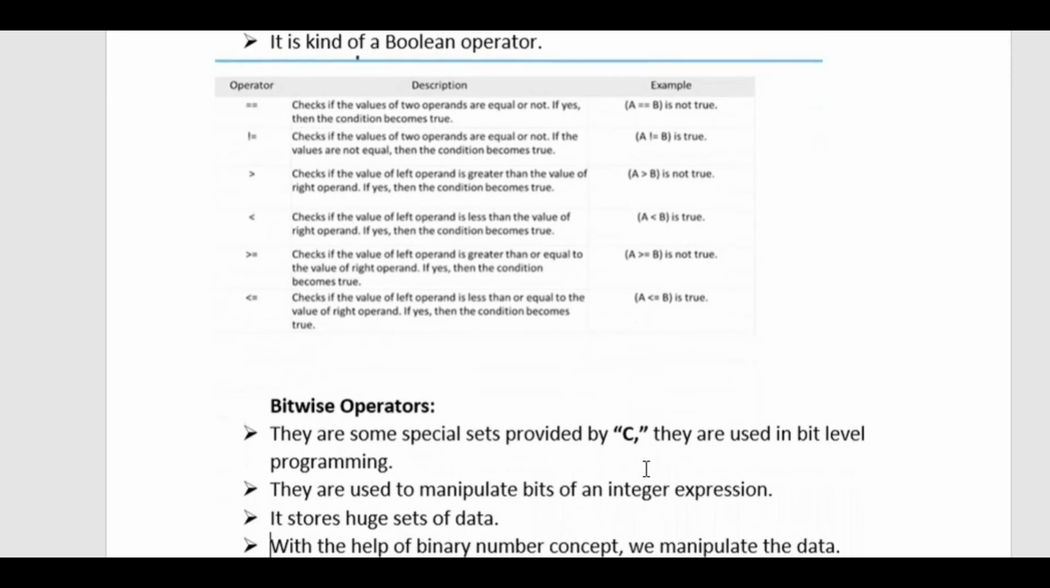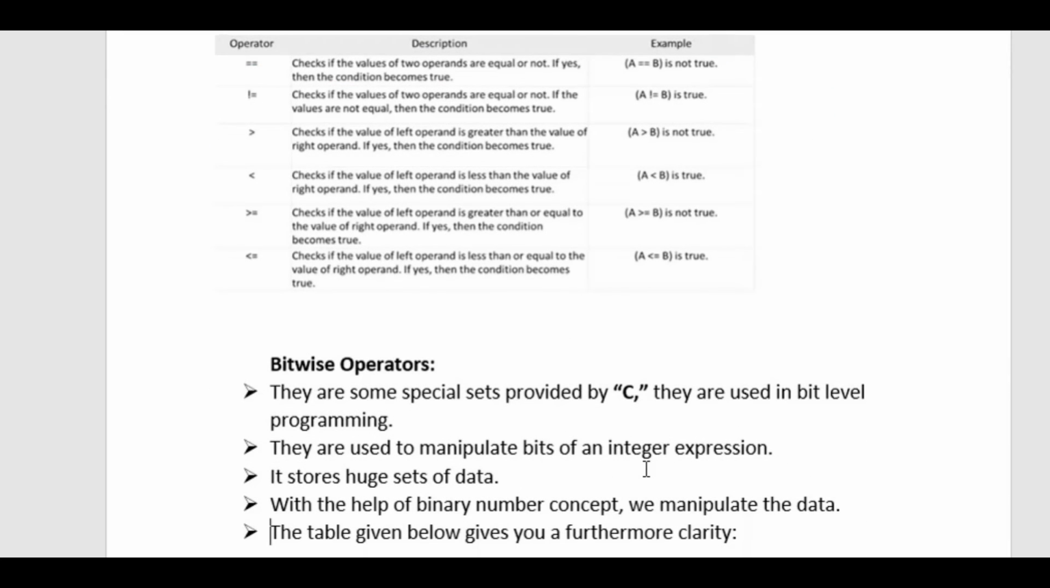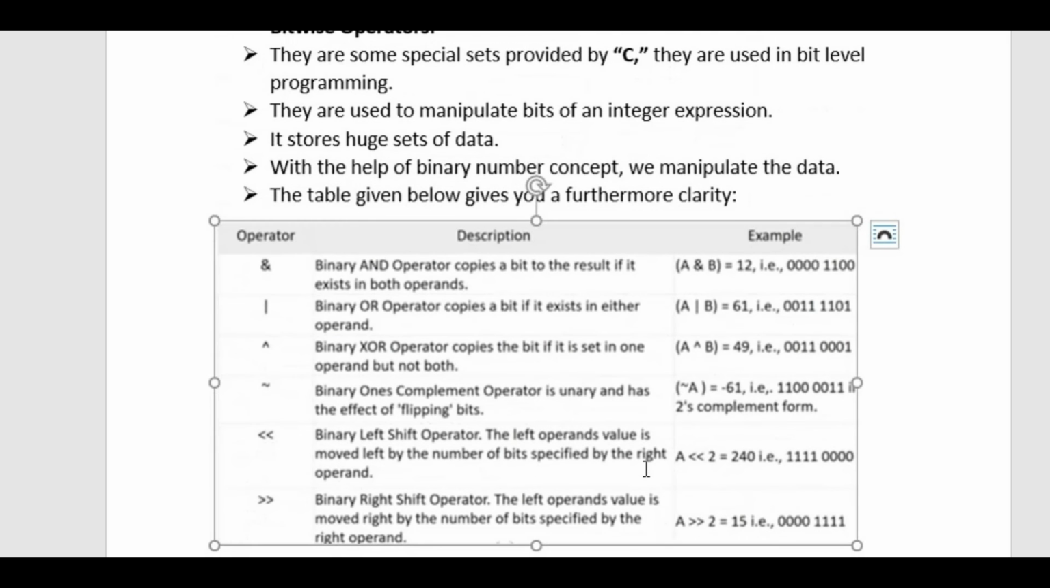Next one is bitwise operators. C has been provided with some special sets, termed bit level programming, wherein we use the bitwise operators. They are used to manipulate bits of an integer expression. It stores huge sets of data. Integer expression in the sense it might be from 0 to 1, or it might include negative expressions too. With the help of the binary number concept, we can manipulate data. The table given below will help us to get further clarity.